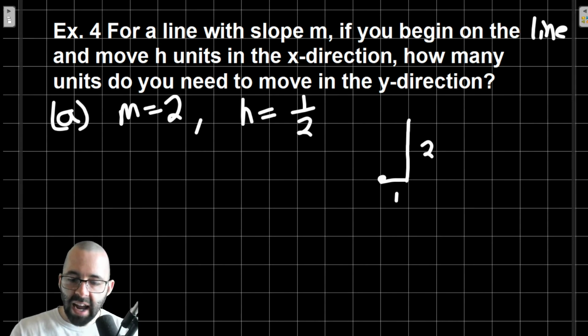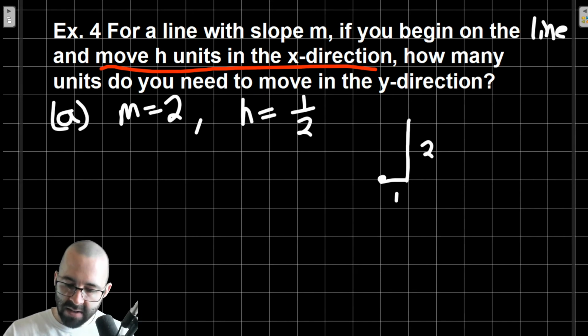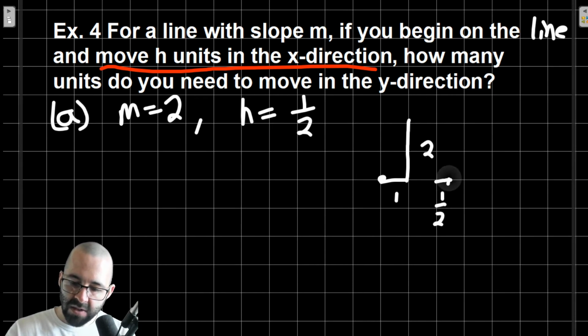But here, it's not asking us, are we going over 1? It says, if we're moving h units in the x direction. So now we're not moving over 1, we're moving over 1/2. Okay, so in our case, we're going to move over 1/2. We're going to move half the distance in the x direction. It means it's only half the distance in the y direction.